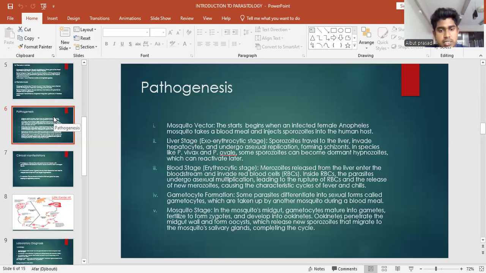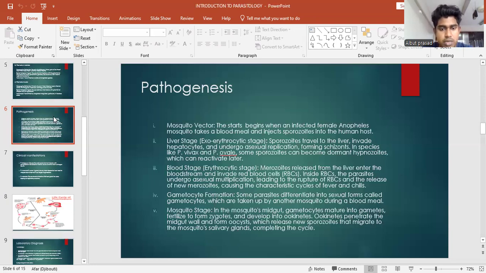Next stage, the blood stage. Merozoites released from the liver enter the bloodstream and invade the red blood cells. Inside the red blood cells, the parasites undergo asexual multiplication, leading to the rupture of red blood cells, which releases new merozoites, causing symptoms such as fever and chills.